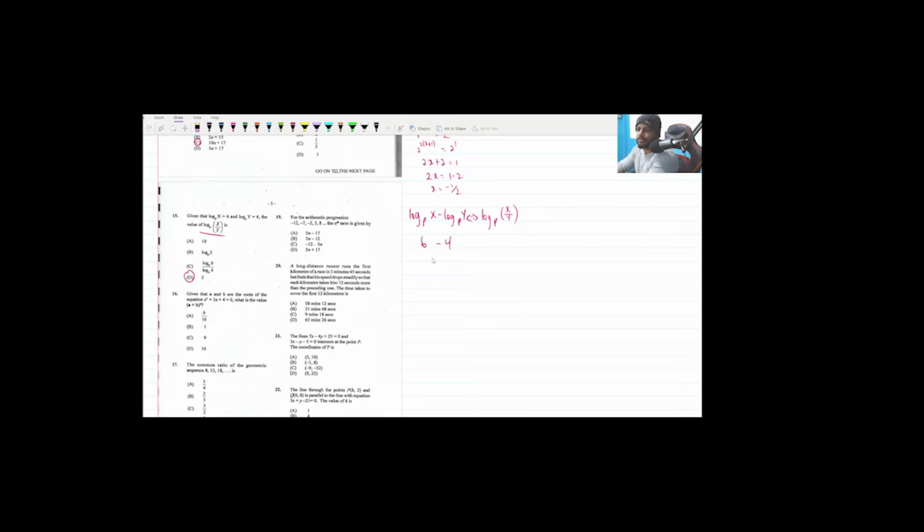Answer is 2. Given that a and b are the roots of the equation, what is the value of a plus b all squared? This is your alpha beta roots.